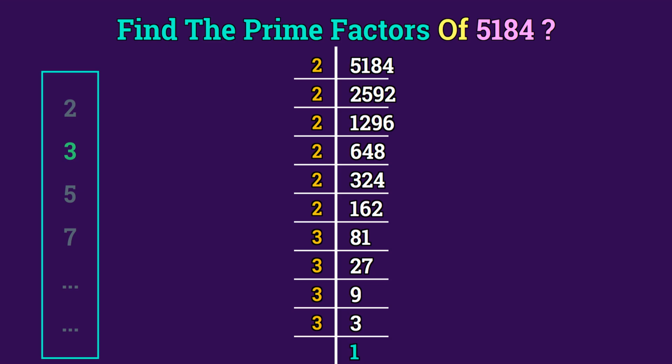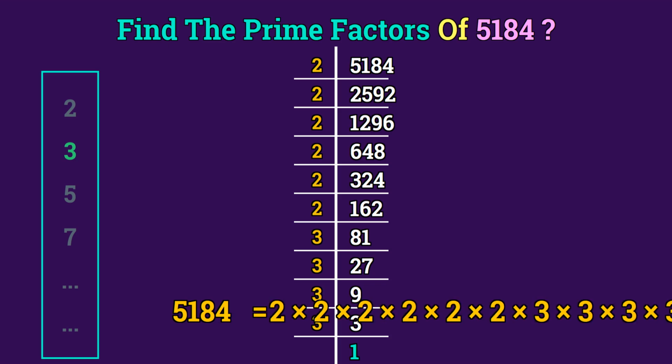And we are done. The prime factors for 5184 are 2 times 2 times 2 times 2 times 2 times 2 times 3 times 3 times 3 times 3, which can be written as 2 to the power 6 times 3 to the power 4. And these were the whole prime factors for this number.